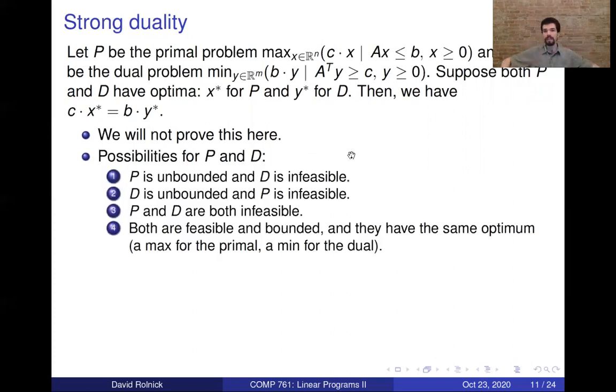So again, possibilities for the primal and dual. P is unbounded, in which case D is infeasible. The dual is unbounded, in which case the primal is infeasible. They could both be infeasible, in fact. Or both of them are feasible and bounded, and they have the same optimum, which is a max in the case of the primal and a min in the case of the dual.